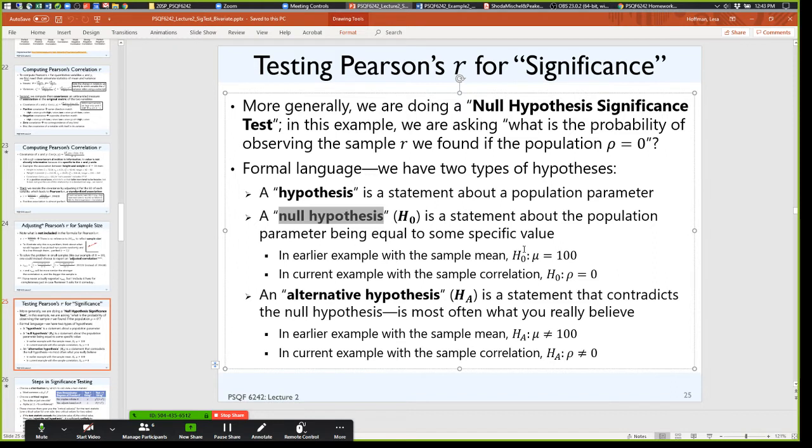The null is always the central point, whatever we expect. So that can be a population mean, say, of 12 ounces. It can be a correlation value of 0. It can be a lot of things.